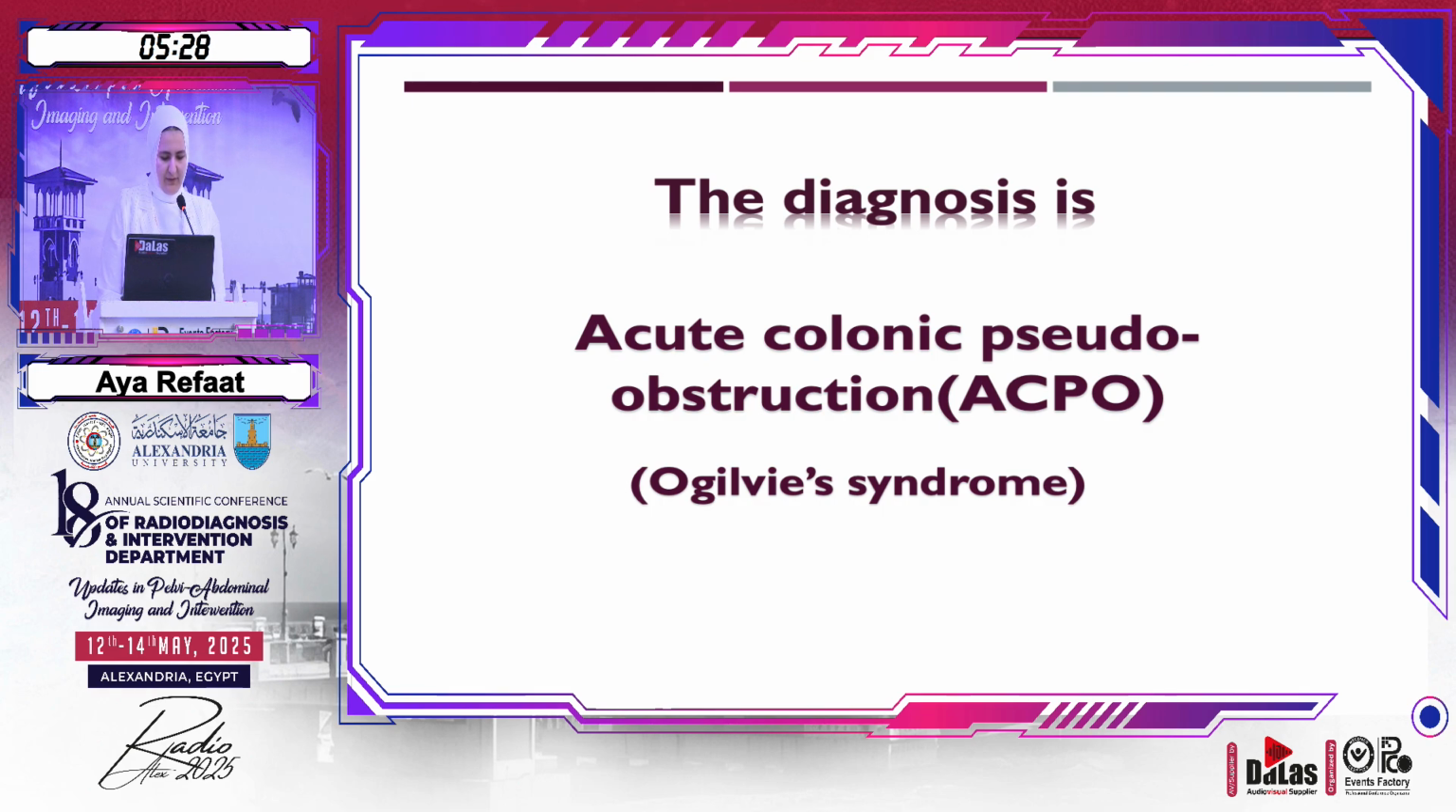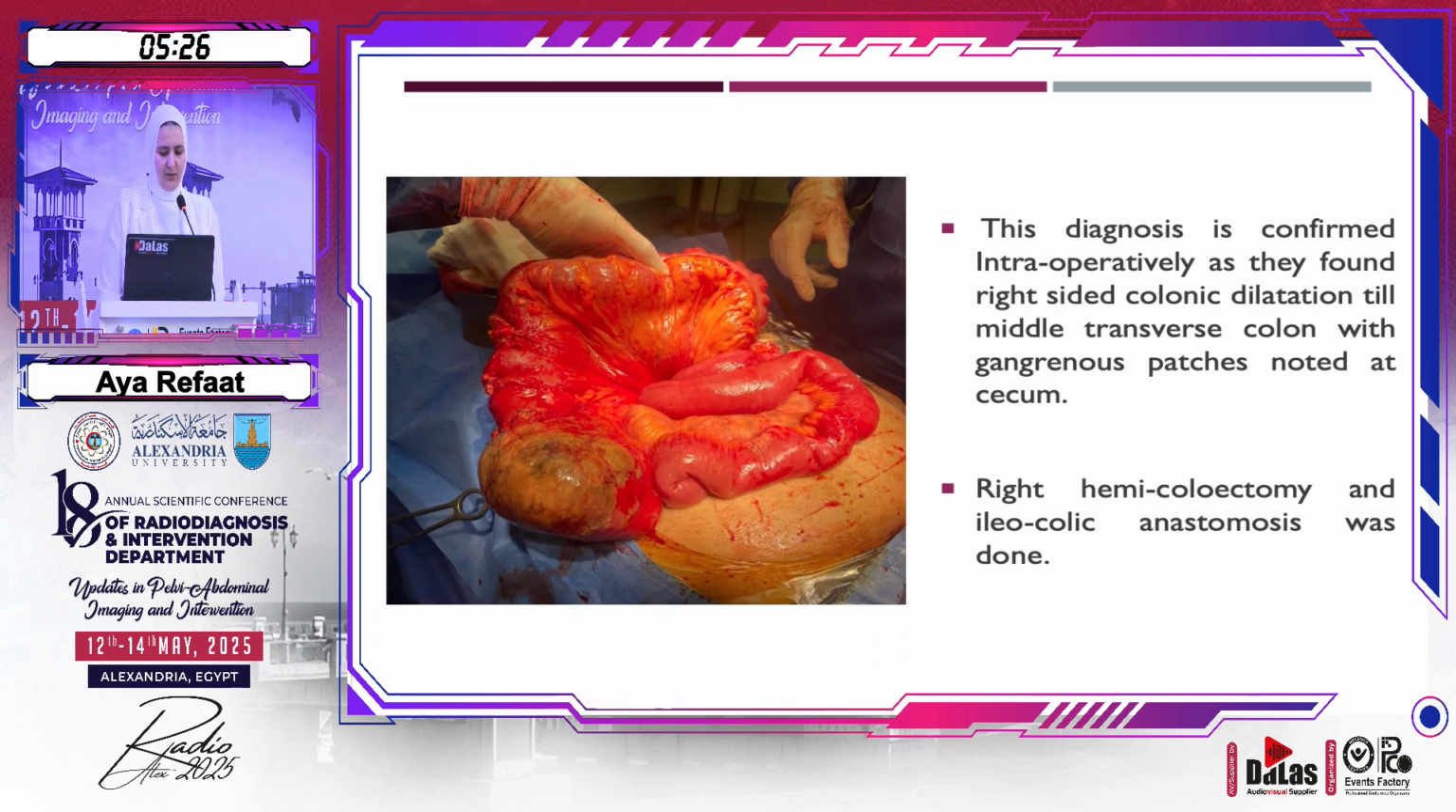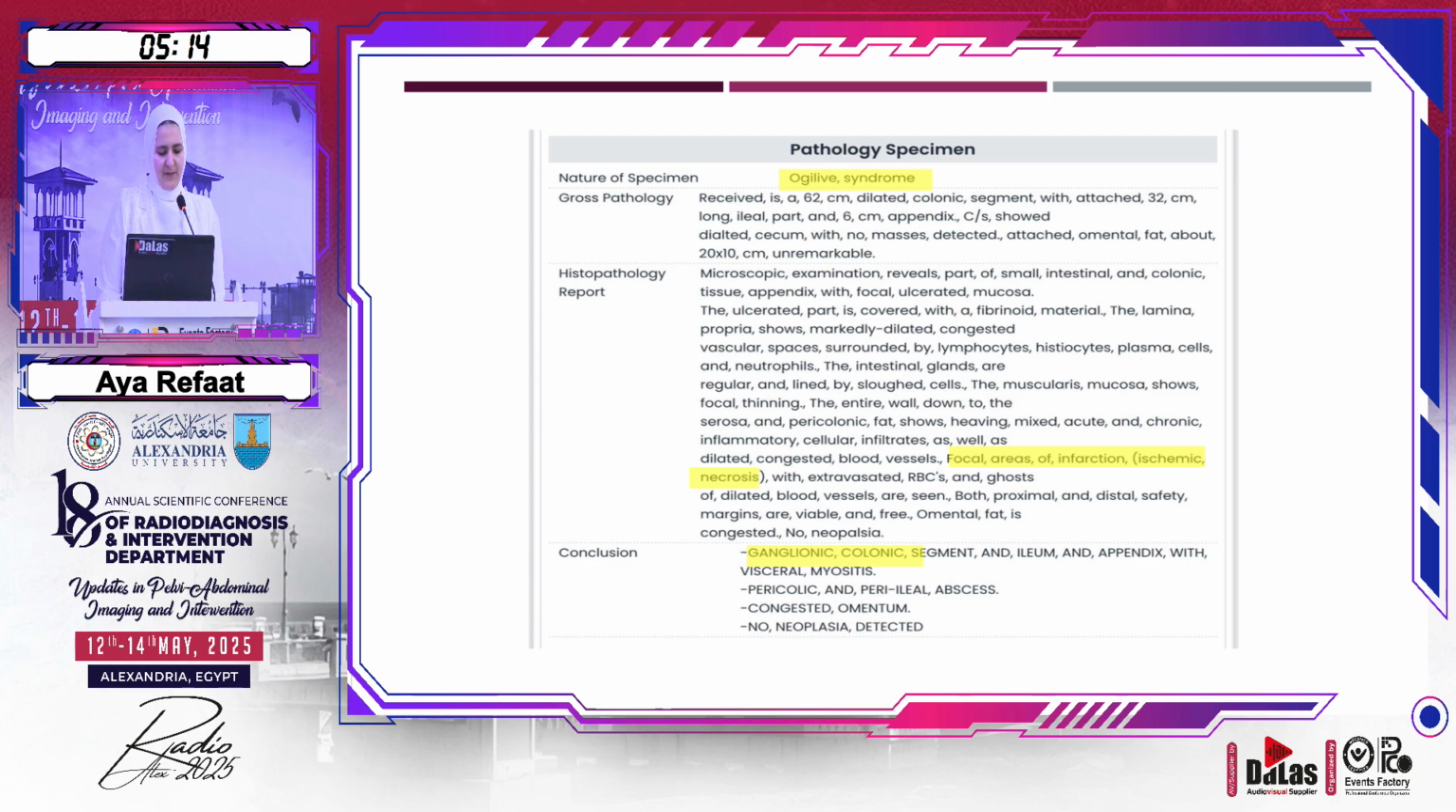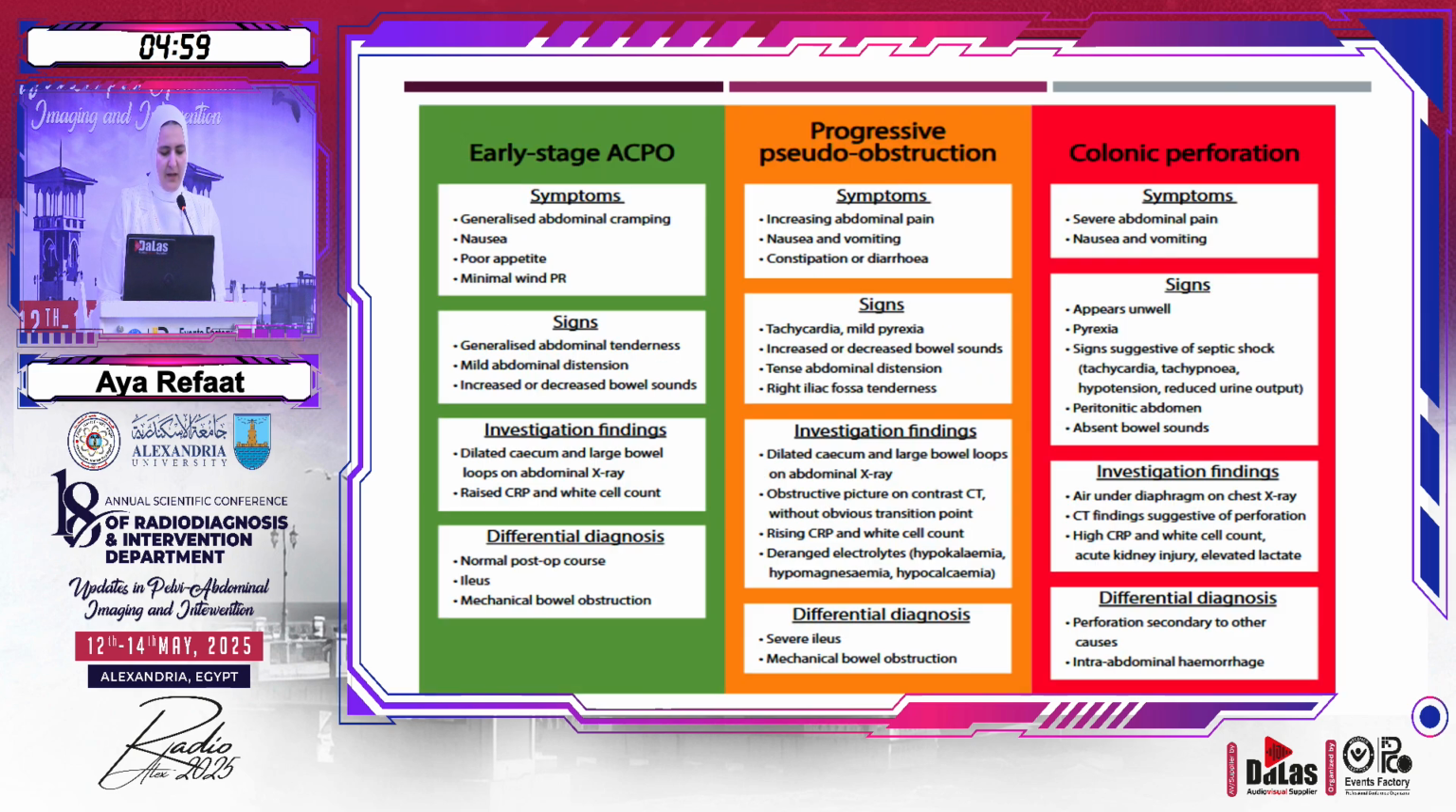suspected post-operatively. This diagnosis was confirmed intraoperatively, as they found right-sided colonic dilatation up to the middle transverse colon with gangrenous patches noted at the cecum. Right hemicolectomy and ileocolic anastomosis were done. The pathology specimen revealed focal areas of infarction and ischemic necrosis, and the segment of colon is ganglionic. As we said, Ogilvie's is a functional obstruction, not due to structural absence of ganglion cells, as in Hirschsprung disease.